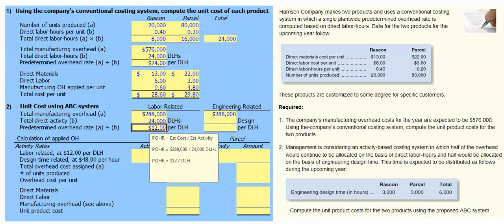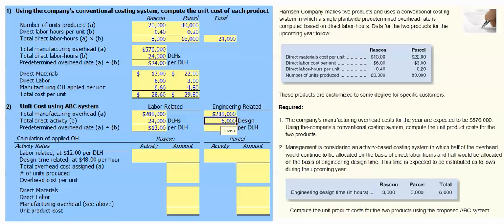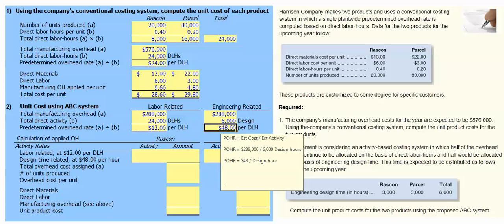direct labor hour. Our engineering-related overhead costs are going to be allocated based on engineering design time, which we were told is expected to be 3,000 hours for the Rascon and 3,000 hours for the Parcel, for a total of 6,000 hours, which means our predetermined overhead rate for allocating engineering-related overhead will be $48 per hour. This is our estimated cost of $288,000 divided by our 6,000 design hours. So our rate will be $48 per design hour.